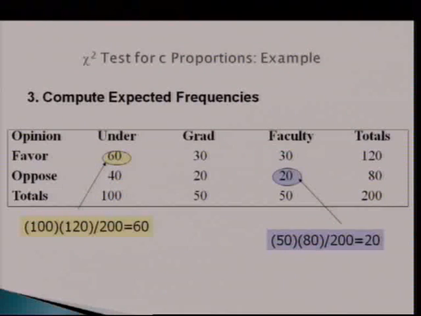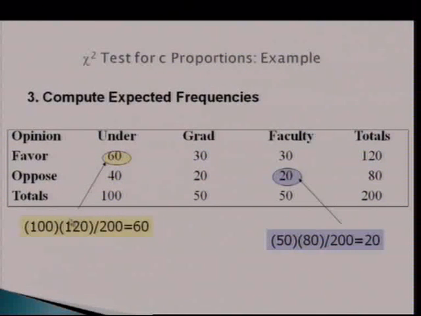Now you can find out this one. In the earlier cases you can mark it here. This is the total. Here we have 100, 50, 50, and then the total is 120, 80, 200. Now we have filled up these 6 entries here: 60, 40, 30, 20, 30, 20. So these 6 entries have come from these 100, 50, 50 and 120, 80, 200.